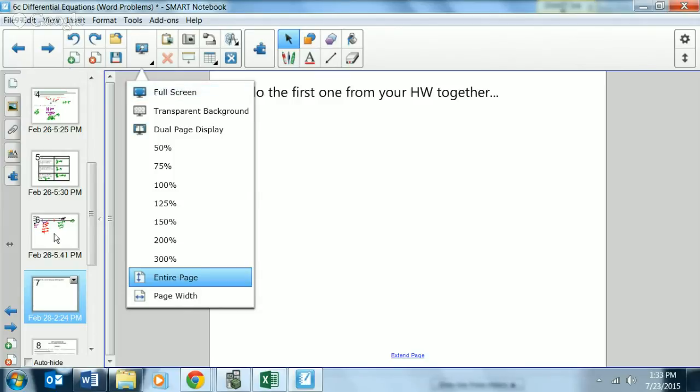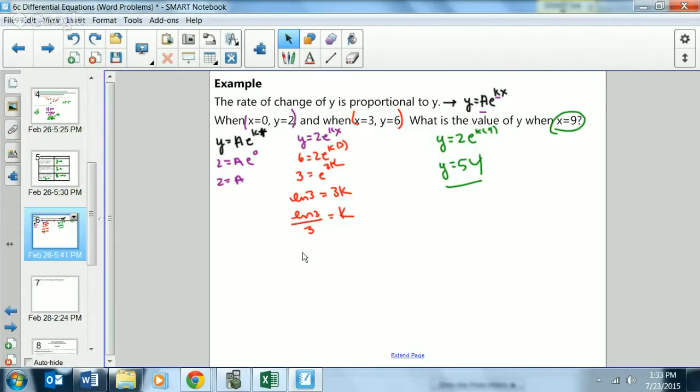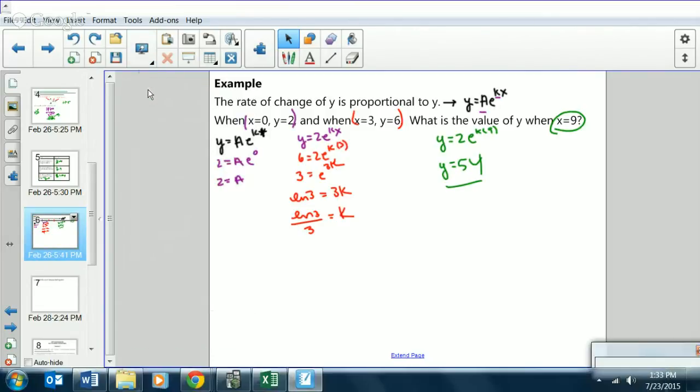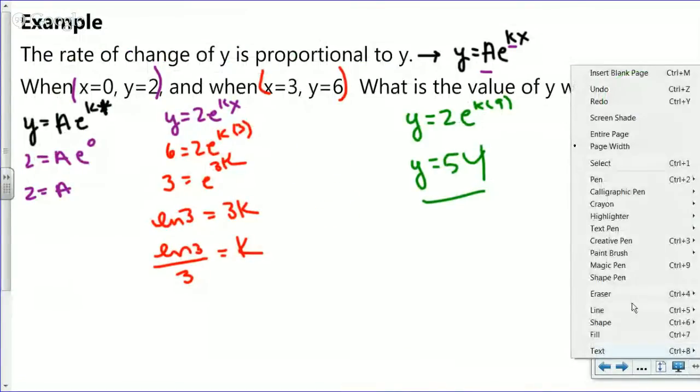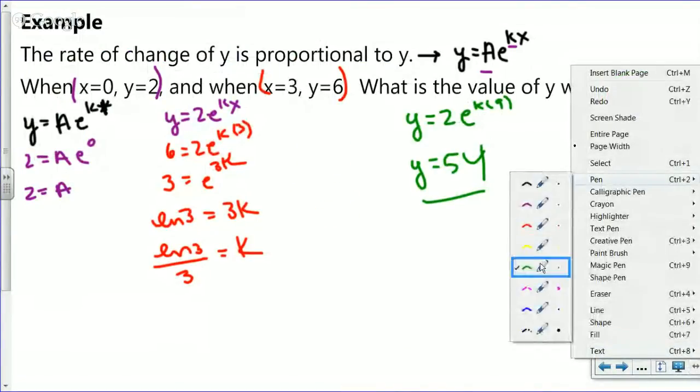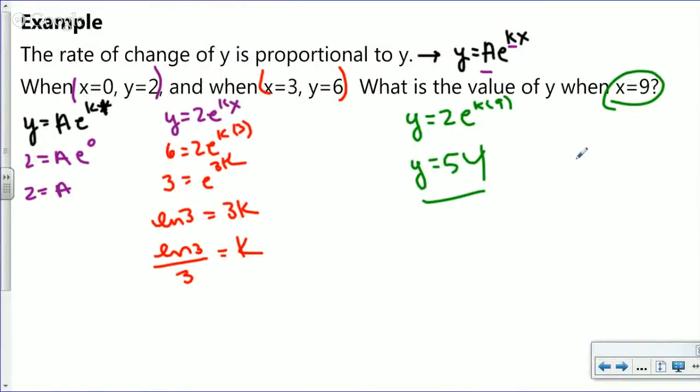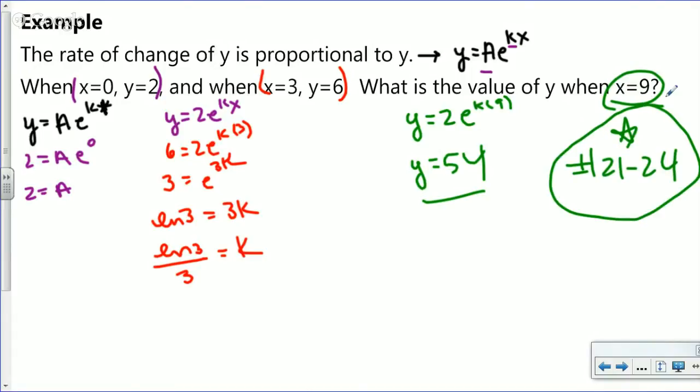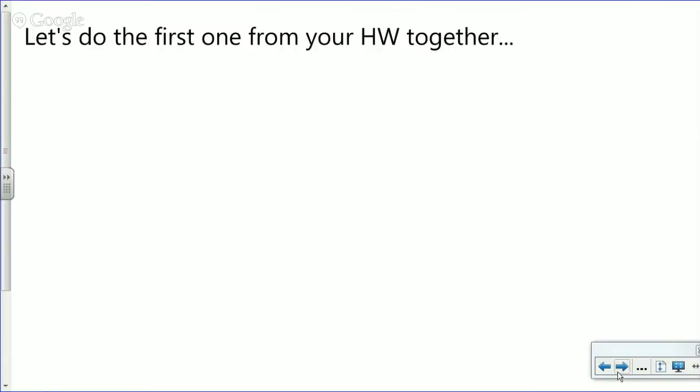By the way, if we go back here, numbers 21 through 24 are all like this. So numbers 21 through 24 are all like this example. Okay. All right, let's do the first one from your homework, and then we'll call it good. This is number 11 from your homework.